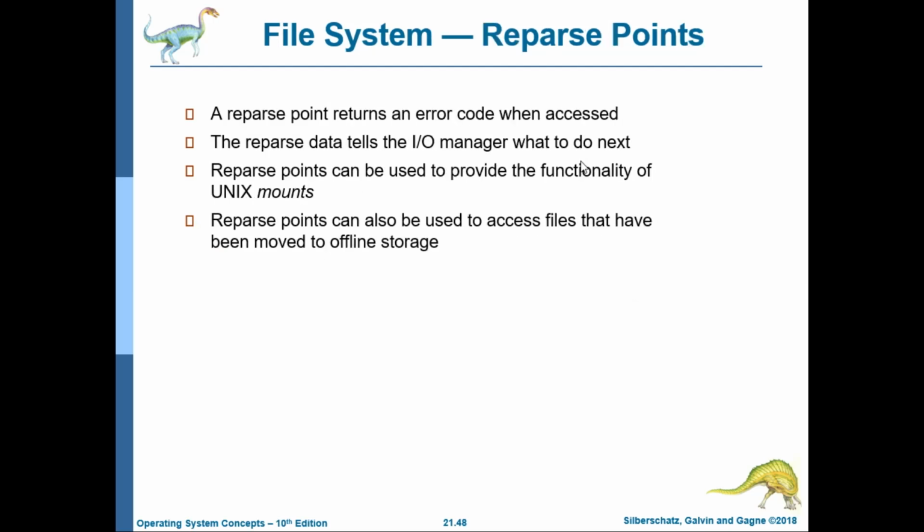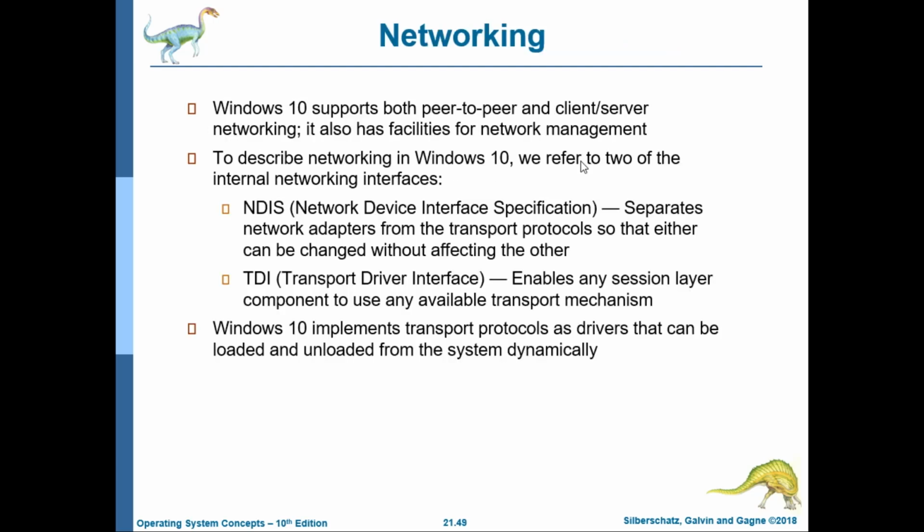Next we have the reparse points for the file system. A reparse point returns an error code when accessed. The reparse data tells the I/O manager what to do next. Reparse points can be used to provide the functionality of Unix mounts. Reparse points can also be used to access files that have been moved to offline storage.